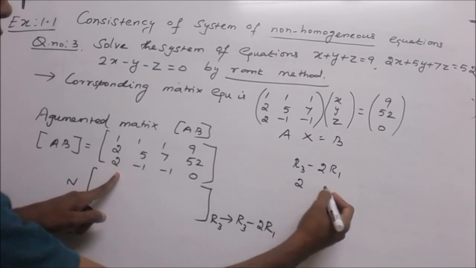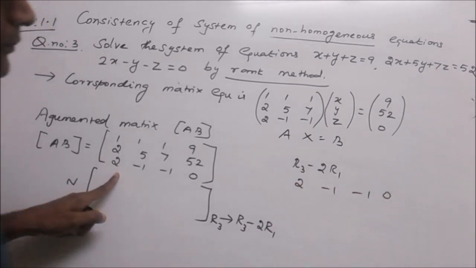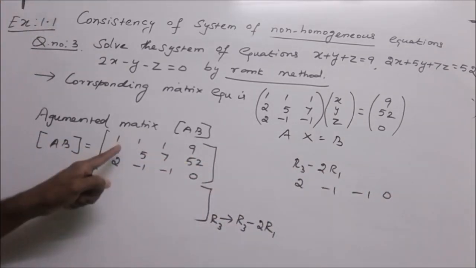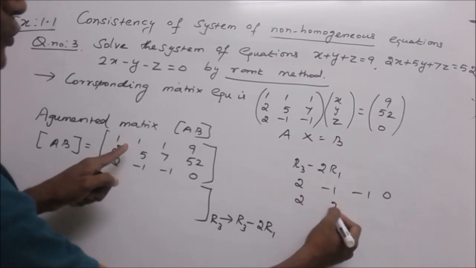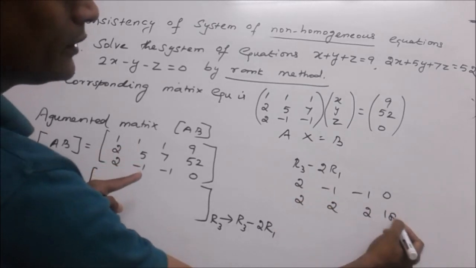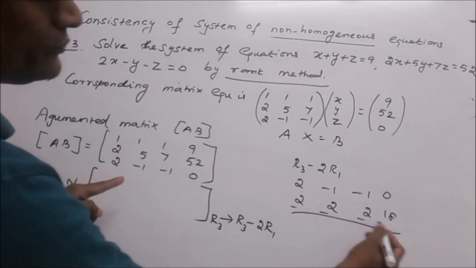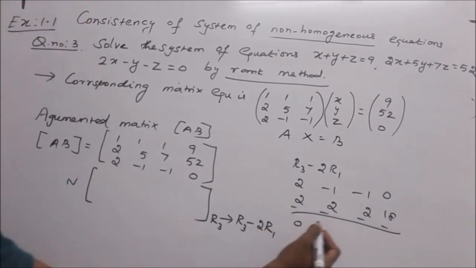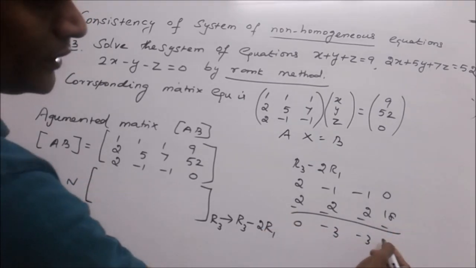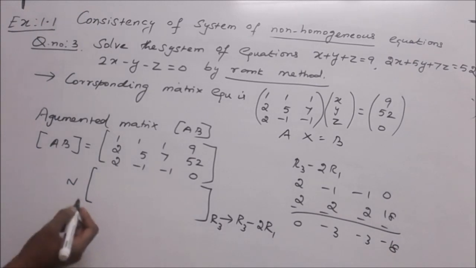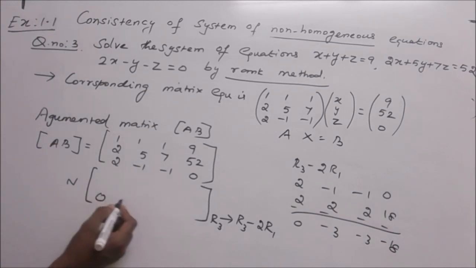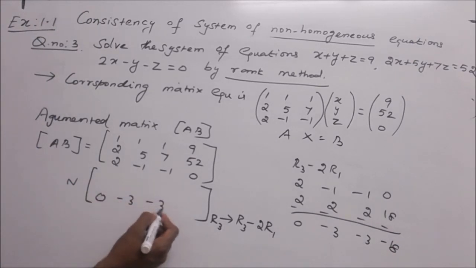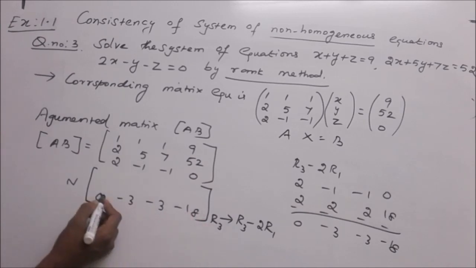R3 is 2, minus 1, minus 1, 0. And 2R1 is 2, 2, 2, 18. Subtract. How? 0, minus 3, minus 3, minus 18. Apply in the third row: 0, minus 3, minus 3, minus 18.